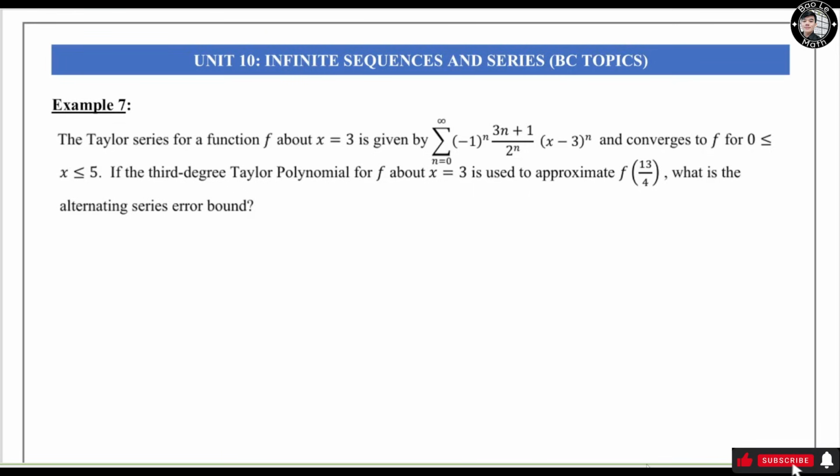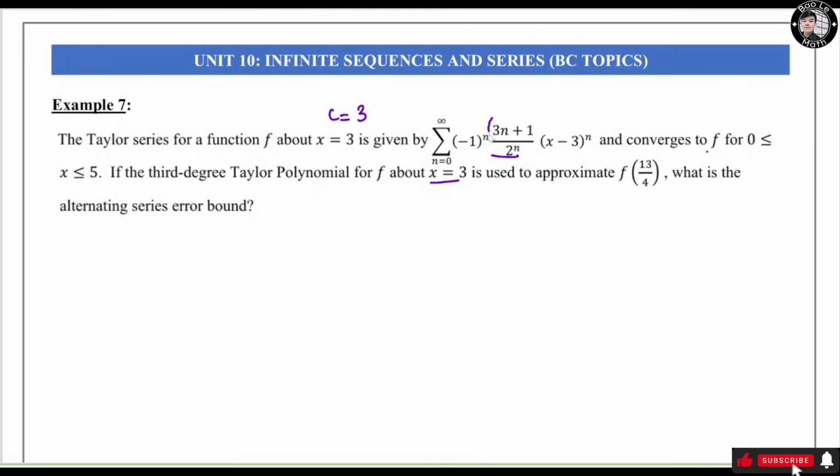Now let's move on to example number 7. The Taylor series for a function f about s equals 3. So this is the center, right? It is given by this series and converges to f for 0 less than or equal to s less than or equal to 5. If the third degree Taylor polynomial for f about s equals 3 is used to approximate f of 13 over 4, what is the alternating series error bound?